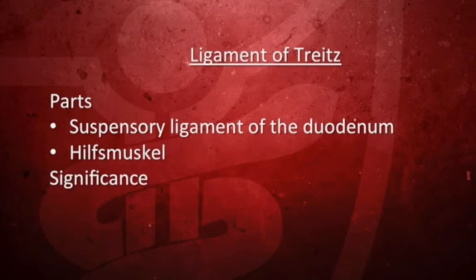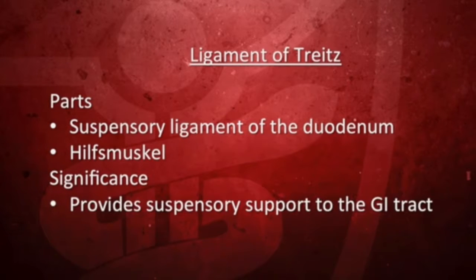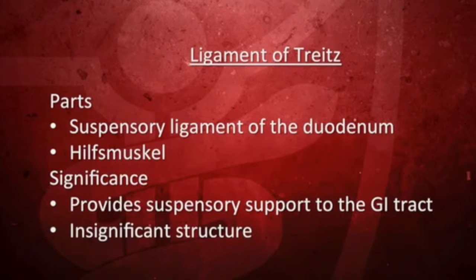The significance of the ligament of Treitz is a matter of controversy. Some claims have been made that this structure provides suspensory support to the gastrointestinal tract, and that its contraction straightens the gastrointestinal tract to facilitate movement of contents through it. Other investigators note that one or both parts of the ligament are often reduced or absent, and argue that it is a relatively insignificant structure.